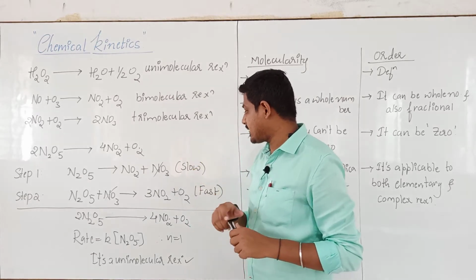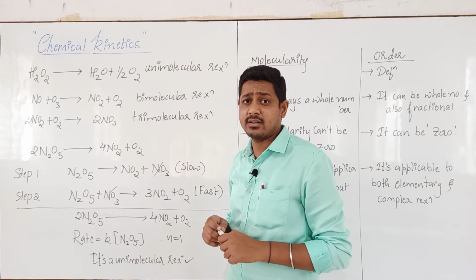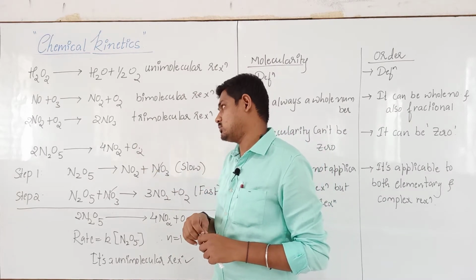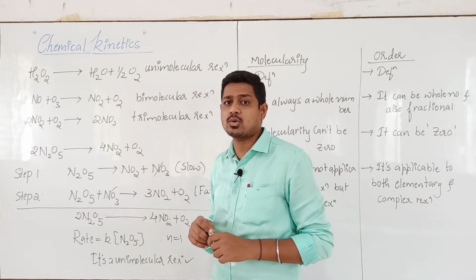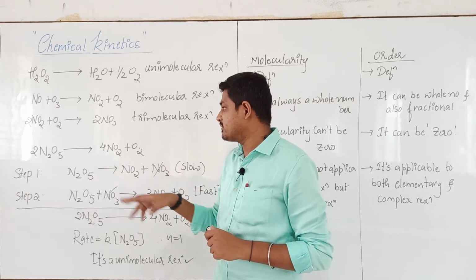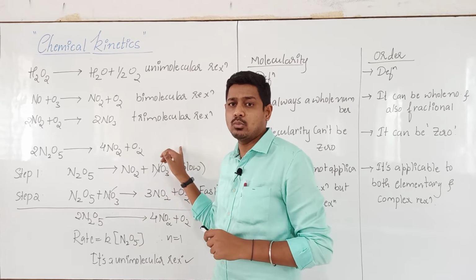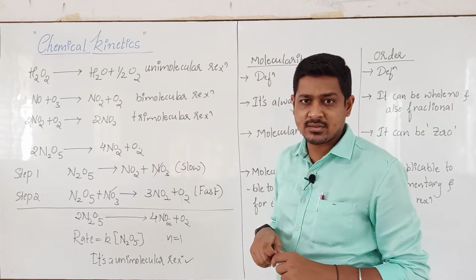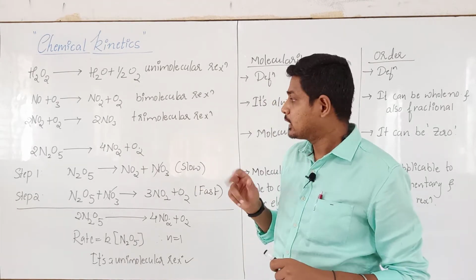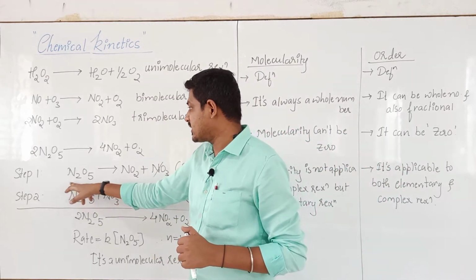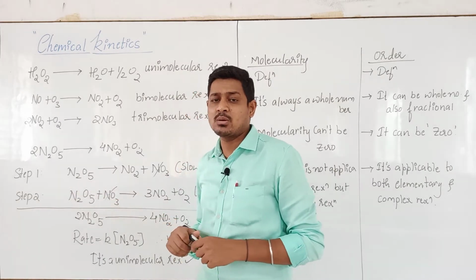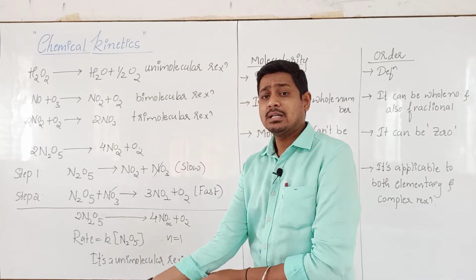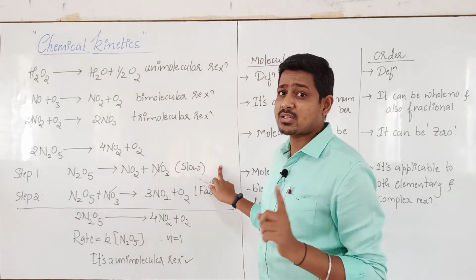Now here is another example. You can understand it here. Here, 2 molecules of nitrogen pentoxide are decomposing to give you 4 moles of nitrogen dioxide and 1 mole, or 1 molecule, of oxygen. So it is also a complex reaction and it is also taking place in 2 steps. In the first step, 1 molecule of nitrogen pentoxide will decompose giving you nitrogen dioxide and nitrogen trioxide, which is the slowest step.